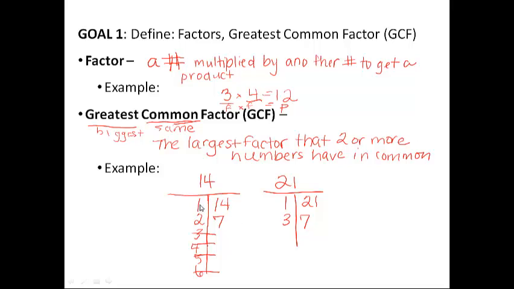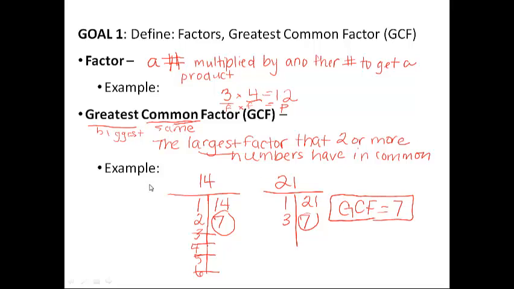Same thing. You're going to look at your two lists and say, okay, yeah, they both have 1s, but we want the largest number. Okay, there's a 2 here. There's not a 2 here. That's not a choice. There's a 14 here. No 14 in this list. There's a 7 here, and there's a 7 here. It's the biggest number they have in common. So their greatest common factor is 7.